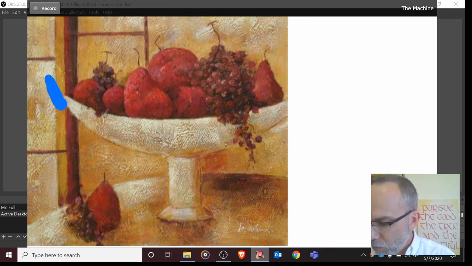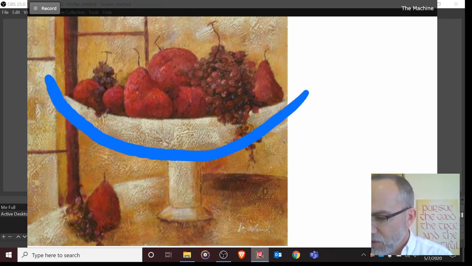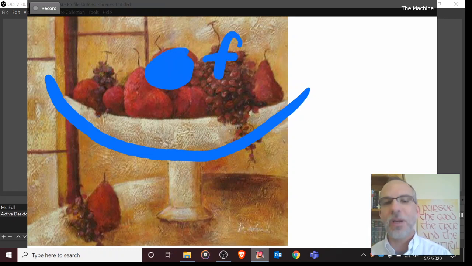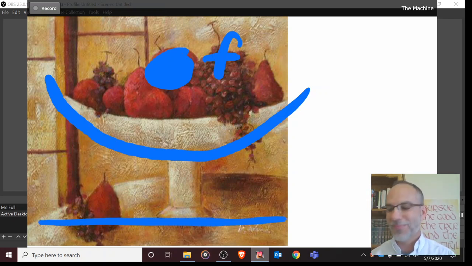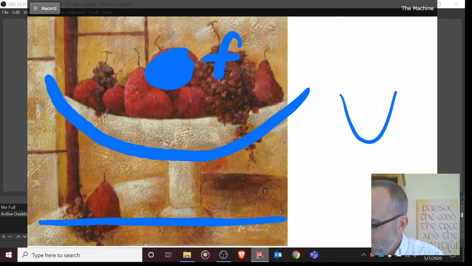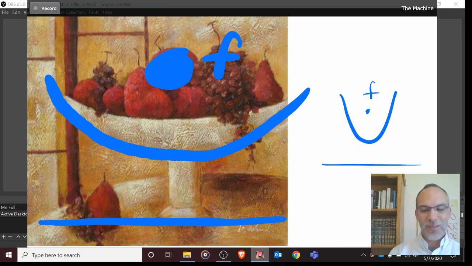Obviously the parabola is going to be the bowl. There's the bowl. Here's your piece of fruit. It's labeled F for fruit or F for focus. And then it sits on the table. There we go. So your parabola always has the focus on the inside, and then the directrix is on the other side like that. Fruit sits in the bowl that sits on the table.